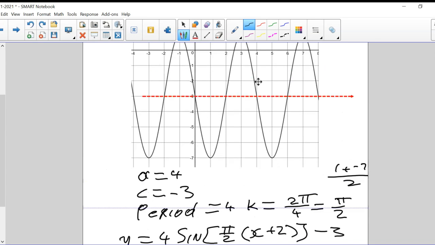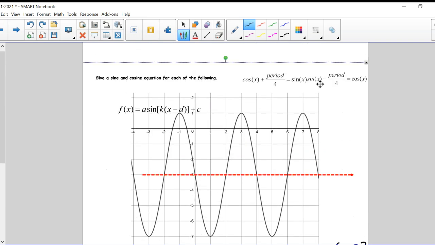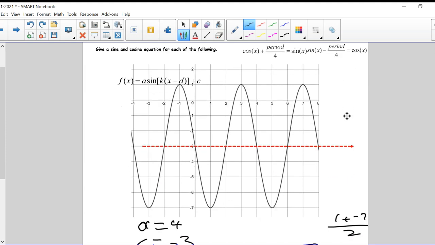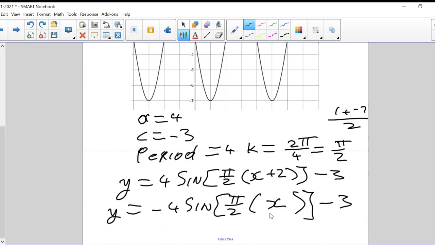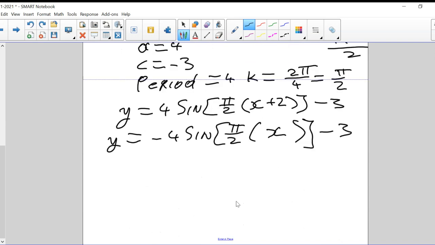Now, this thing at the top says, if I start off with a sine function and I minus a quarter of the period, it just turns into a cosine function. The period in this case, remember, was 4. So I'm going to take 4 and divide it by 4. So this is the period that we had. One second.